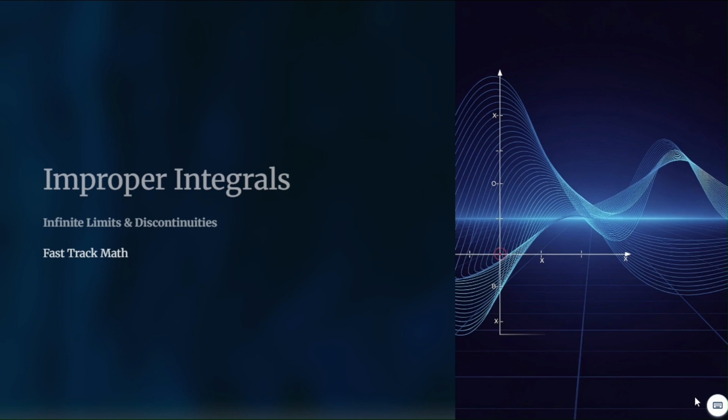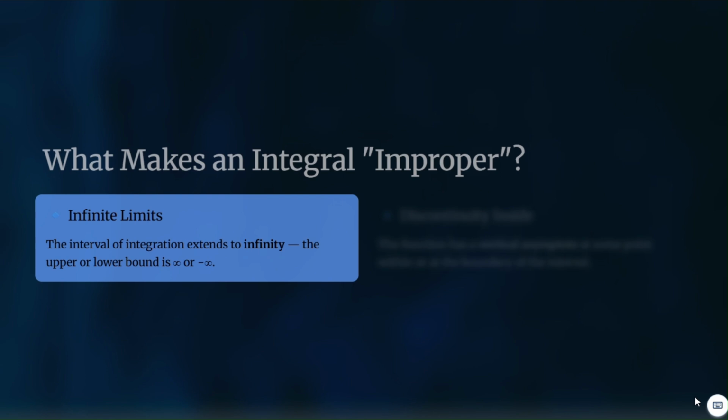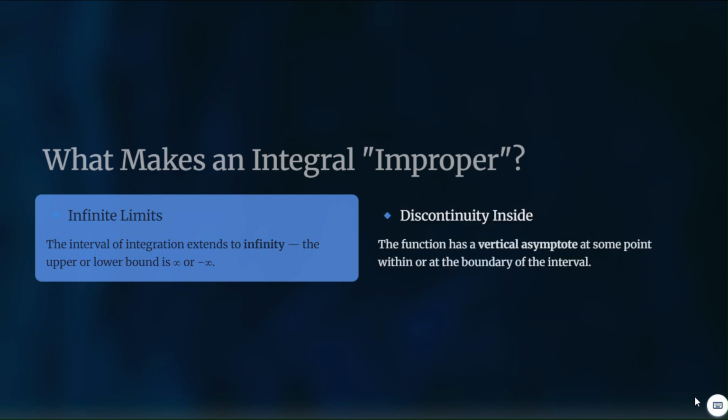Let's fast track it. What makes an integral improper? It could be infinite limits, that is, the interval of integration extends to infinity. The upper or lower bound is infinity or negative infinity. Or it could be a discontinuity inside, if the function has a vertical asymptote at some point within or at the boundary of the interval. In both cases, the strategy is the same.